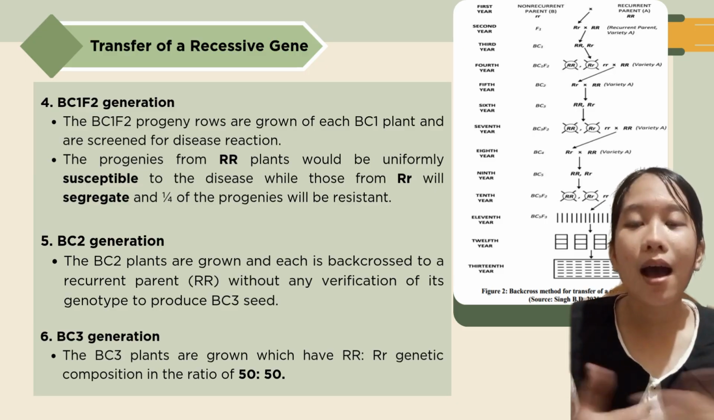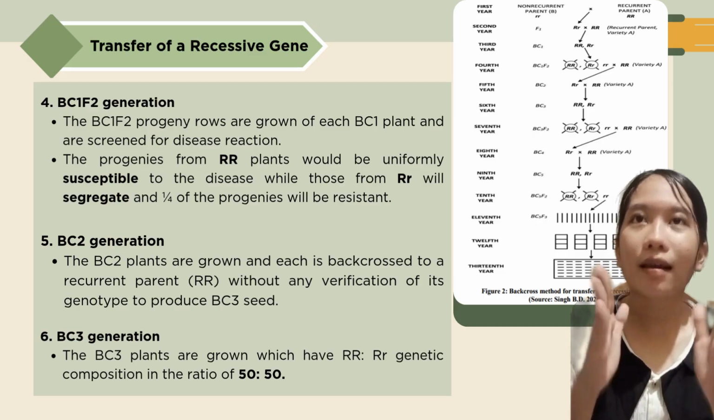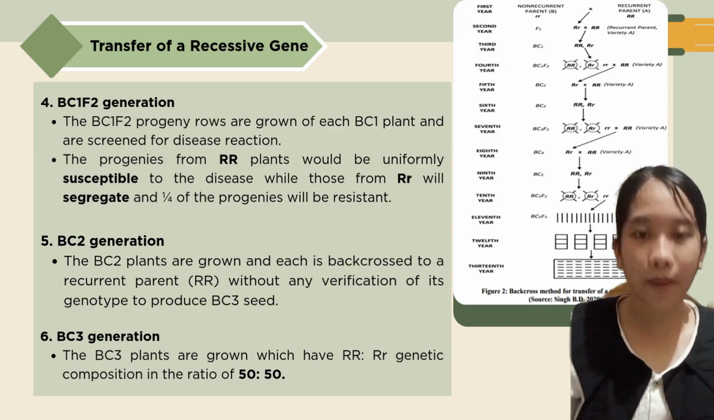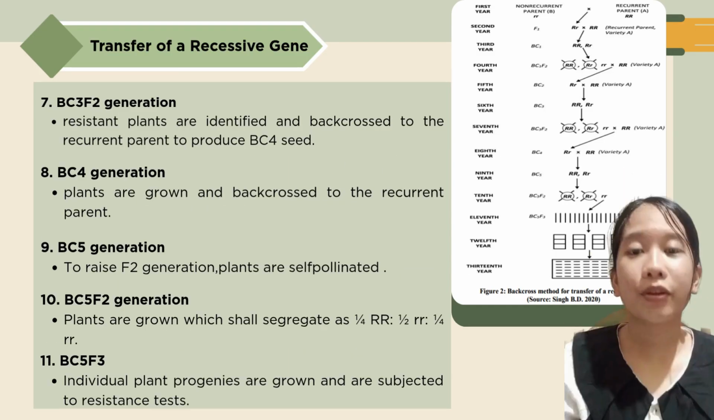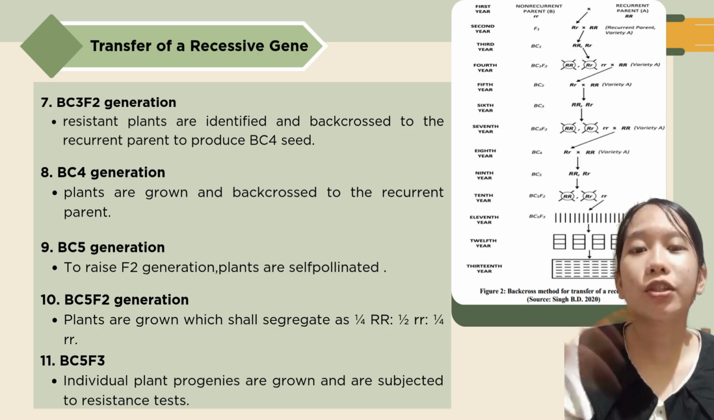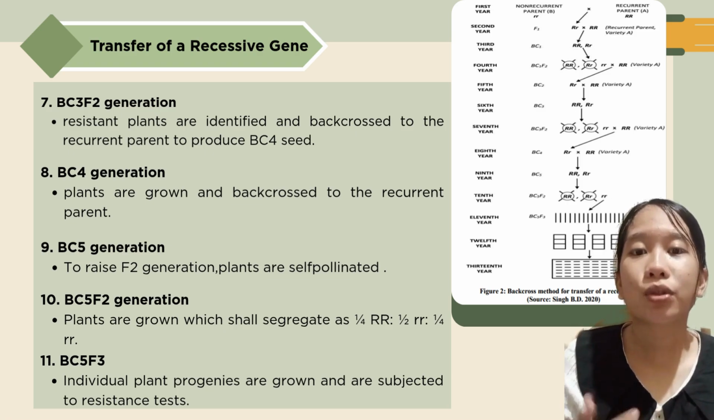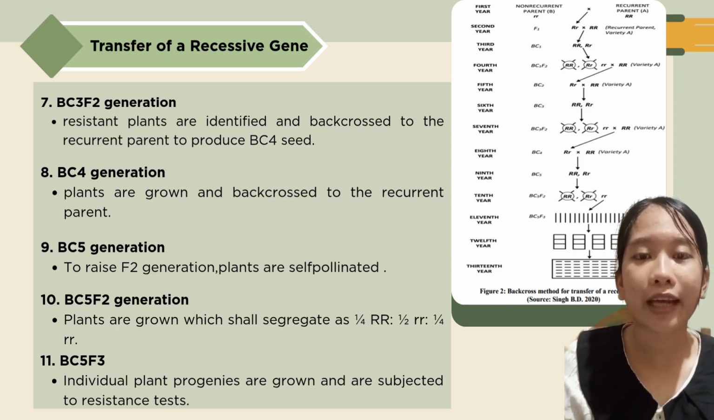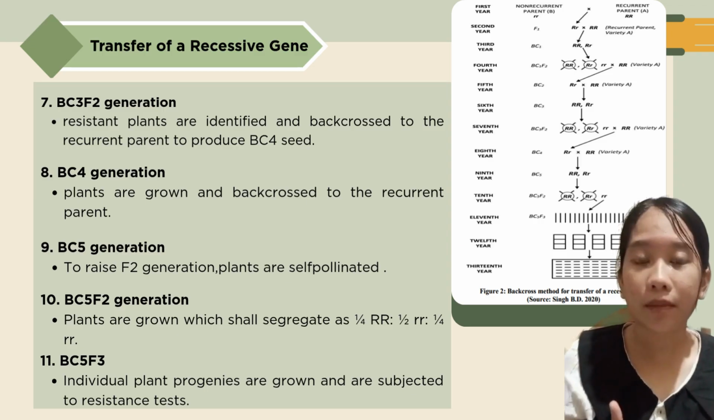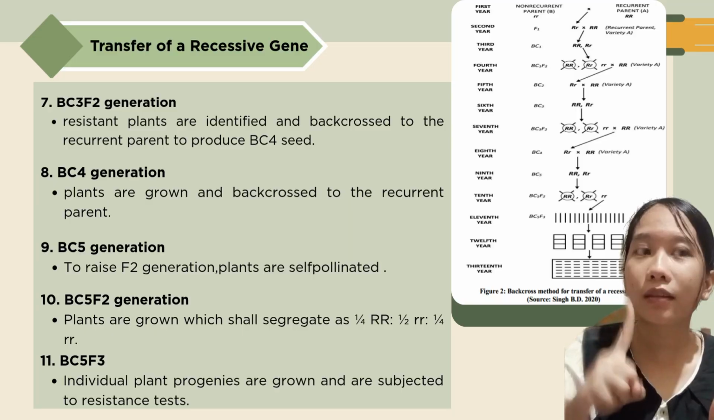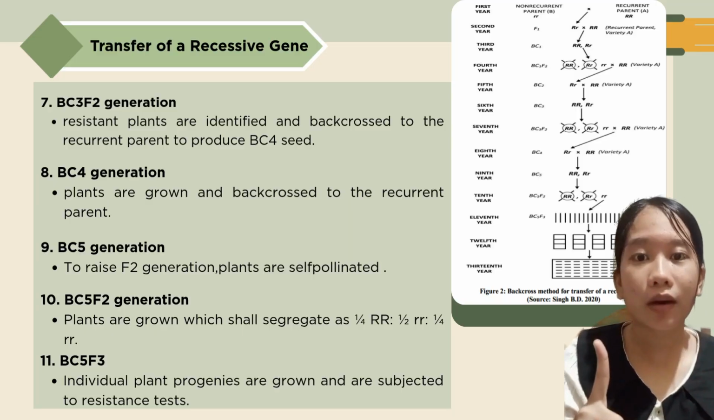Magpadayon gyud gyapon ang pag-cross sa heterozygous or ana nga trait to the recurrent parent. For the BC3 F2 to BC5 F3 generations, in each generation, the plants that show the resistant or the desired traits are identified and backcrossed with the recurrent parent. Katong na kuha dito nga mga identified nga traits, i-cross na po siya sa recurrent parent.